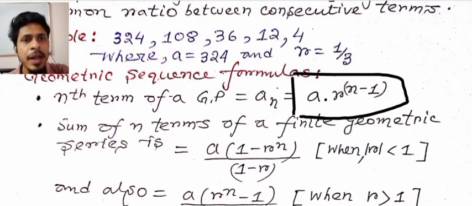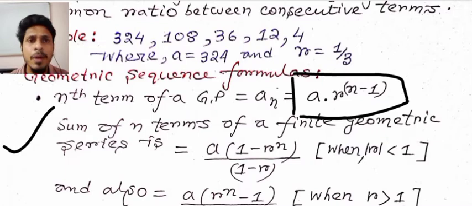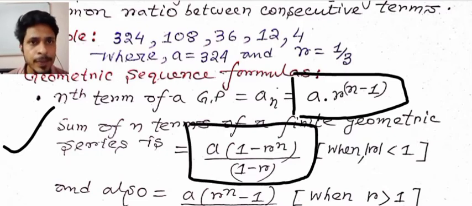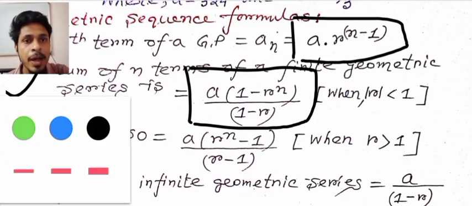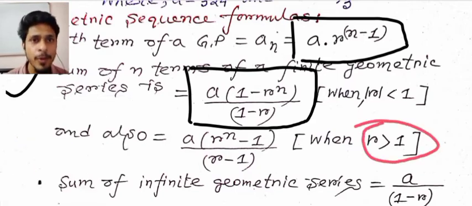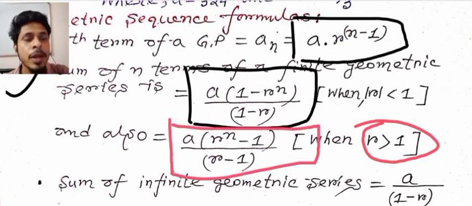And the next is the sum of the terms. The sum of the terms also depends on the value of r, that means common ratio. If the common ratio is less than 1, that means 1 by 2, 1 by 3, then if we have to find the sum, we use this formula: a into 1 minus r to the power n divided by 1 minus r. And the next one is when r is greater than 1, that means 2, 3, 4, then we have to use the formula a into r to the power n minus 1 divided by r minus 1.